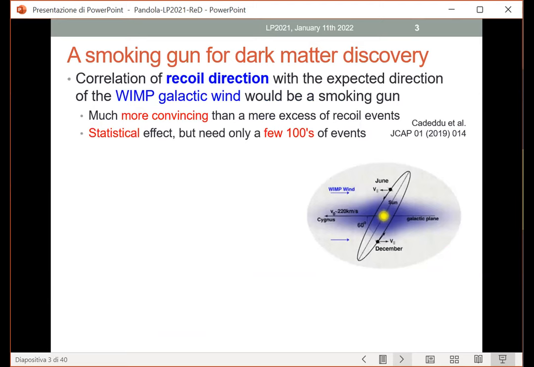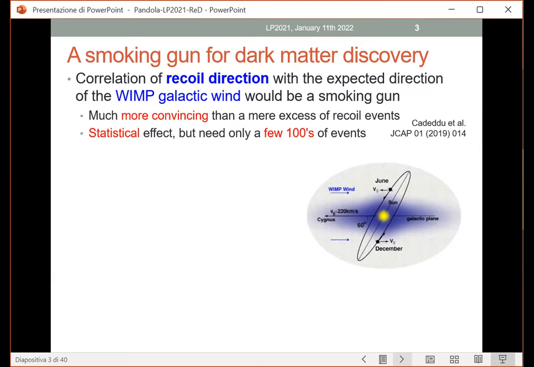Of course, it's clear that a conclusive discovery of dark matter will benefit very much from a clear, smoking gun signature, more convincing than a simple excess of unexplained nuclear recoil events. One of those smoking guns could be directionality. The sun and the solar system travel in the galaxy in the direction of the Cygnus constellation. So we expect an apparent WIMP wind coming through us. This originates a directionality signal for WIMPs, which converts into a pattern in the angular distribution of nuclear recoils, which should be observed by direct dark matter search experiments.